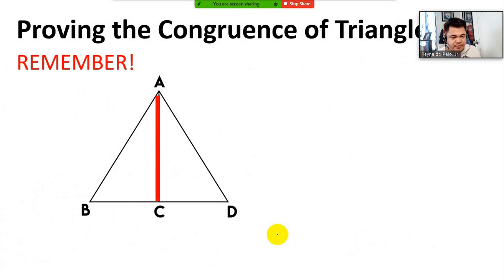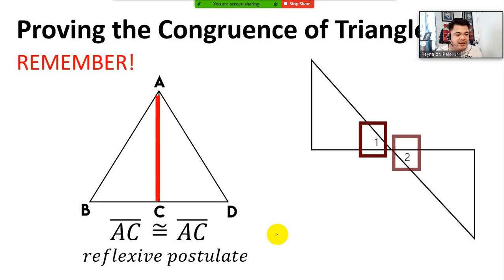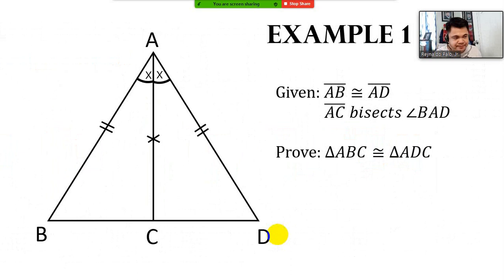Remember, if we have this bisector here, segment AC is congruent to segment AC. So we can say that segment AC is common to the two triangles. That's what we call the reflexive postulate. Then if we have vertical angles, angle 1 is congruent to angle 2, because vertical angles are congruent. So that's a postulate.